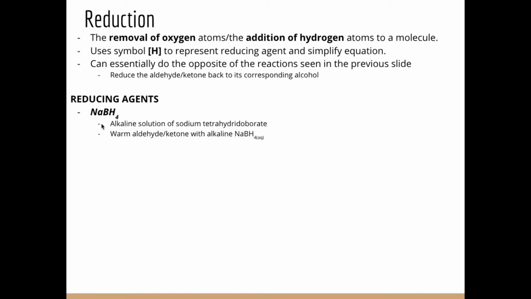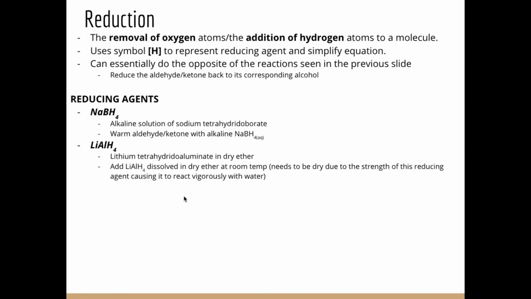The first one is this sodium tetrahydroborate. So we've got 4 hydrogens, boron and sodium, an alkaline solution of sodium tetrahydroborate. What we do is we just warm the aldehyde or ketone with the alkaline sodium tetrahydroborate and we'll get the alcohol being made. And then the other one we need to be able to identify as a reducing agent is the lithium tetrahydroaluminate in dry ether. What you might notice about these is they've both got sources of hydrogen there, 4 hydrogens waiting to reduce the reactant.